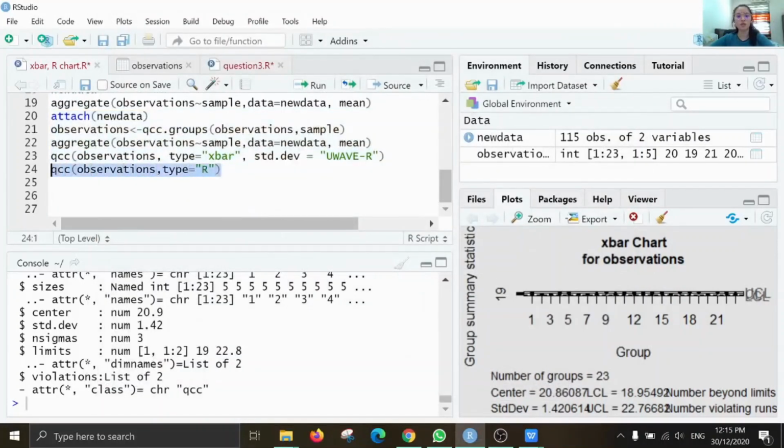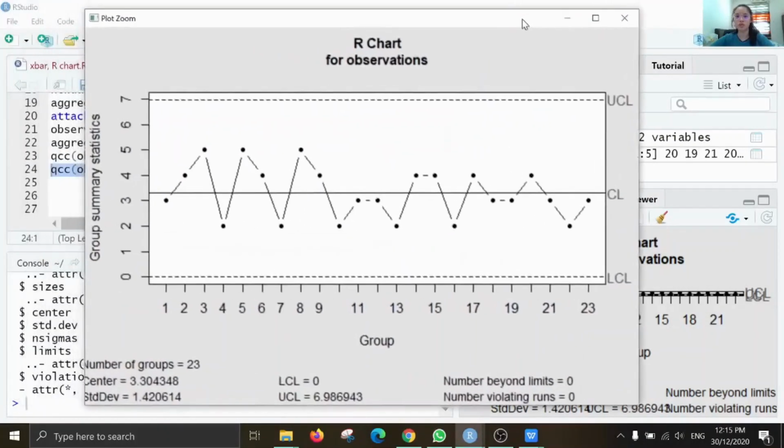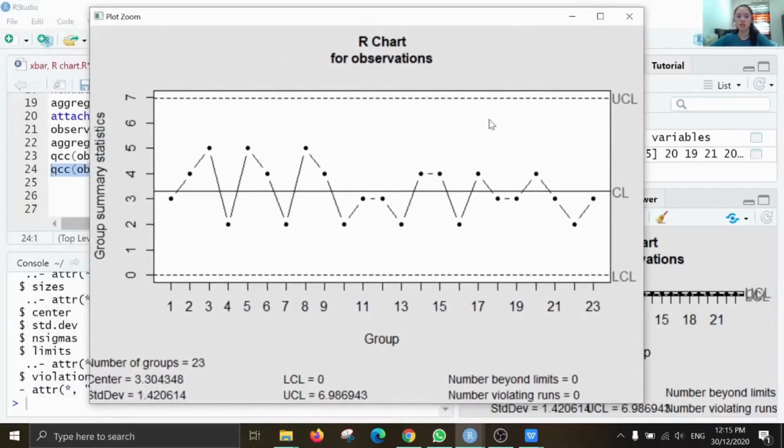And now we would like to run again for the R chart. From the R chart, we can see that the number of groups now is equal to 23, the center line is 3.3043, the lower control limit is equal to 0, and the upper control limit is equal to 6.9869. And we can see that all the points are in the control limit, and we can say that the process is under control.